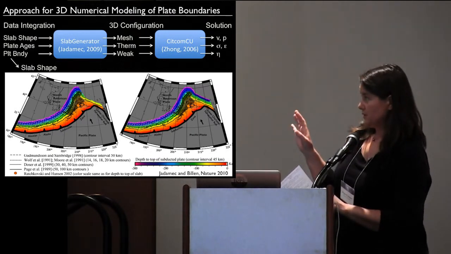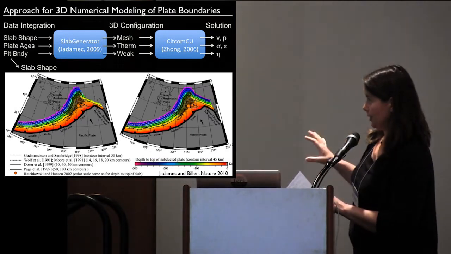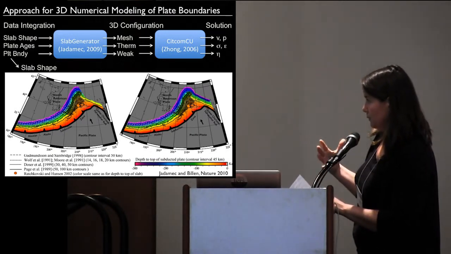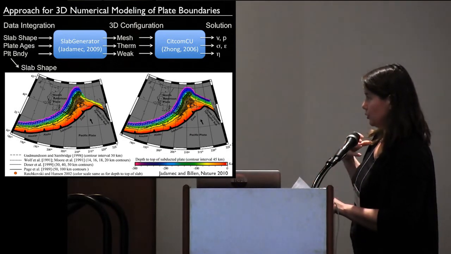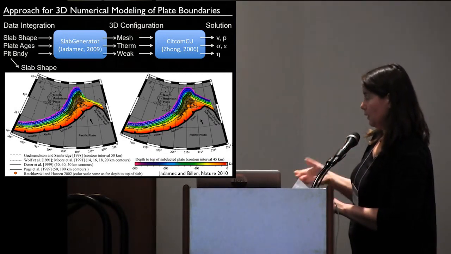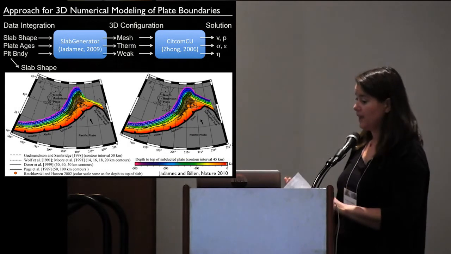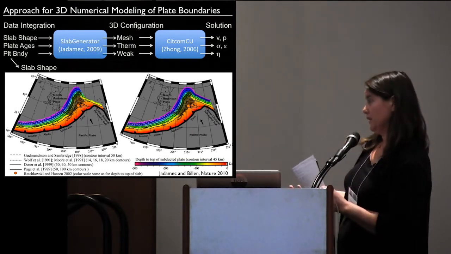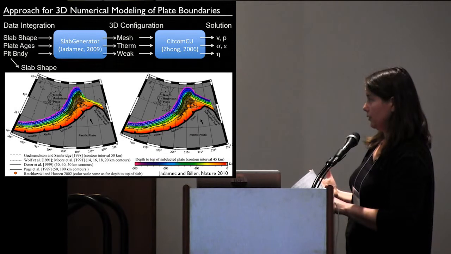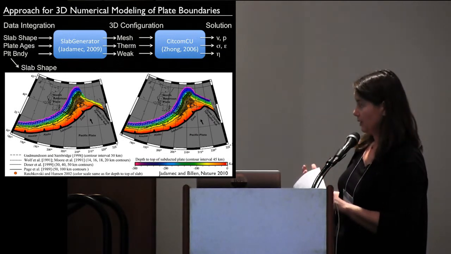So this is the approach. This isn't necessarily the approach of all geodynamic modelers. My approach tends to be particularly data intensive in terms of the model construction as well as comparing to some of the observations, and I rely heavily on seismic constraints. So with EarthScope, I'm really looking forward to seeing what we're going to find in Alaska.